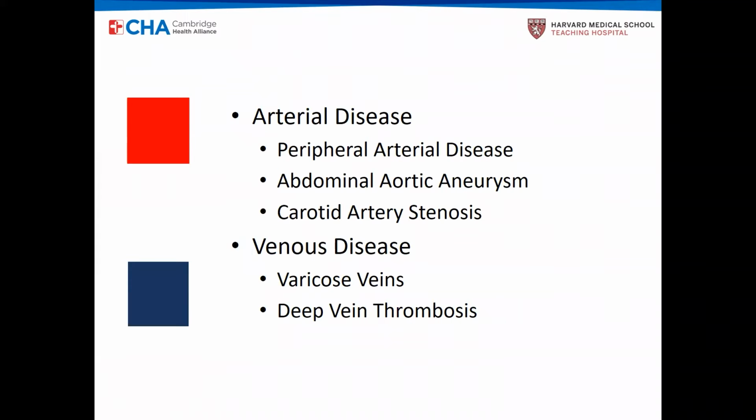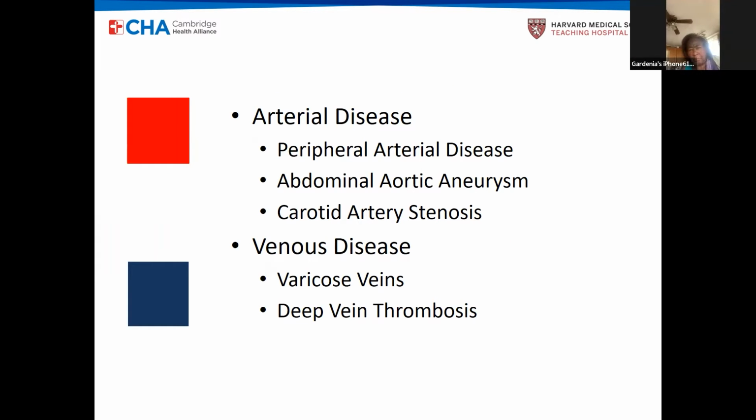To simplify this presentation for everyone, it's going to be divided into the arterial system, which you'll see as a red square up in the top right corner, and a blue square for the venous system. The arterial disease includes peripheral arterial disease, abdominal aortic disease, and disease of the carotid arteries, which are the blood vessels that provide blood flow to the brain. For venous disease, we'll be talking about varicose veins and deep venous thrombosis.